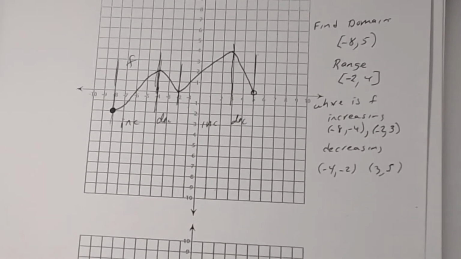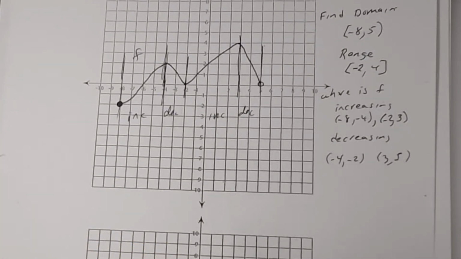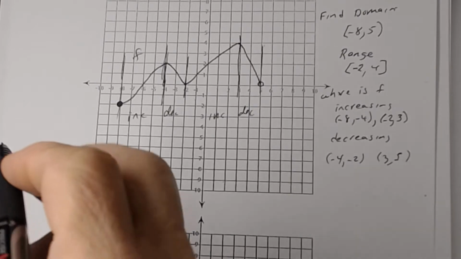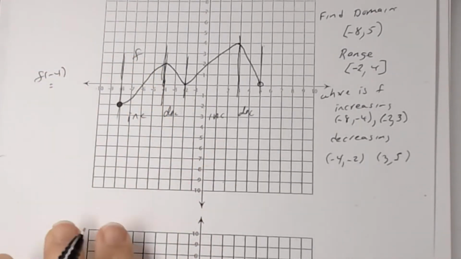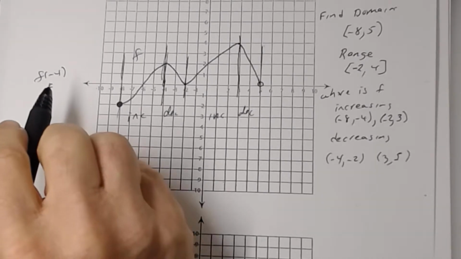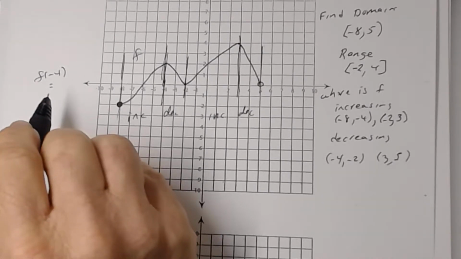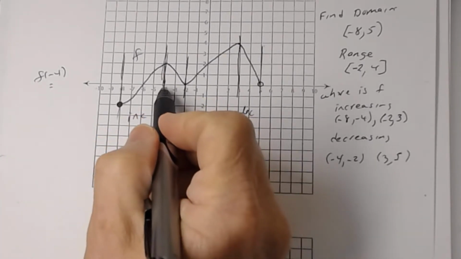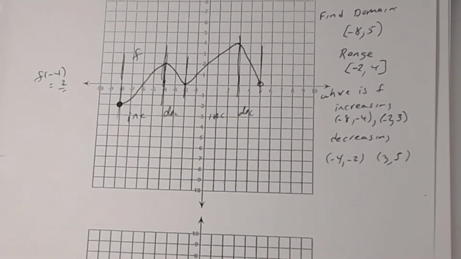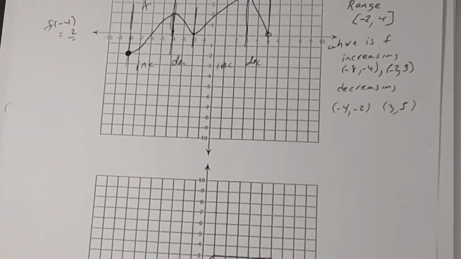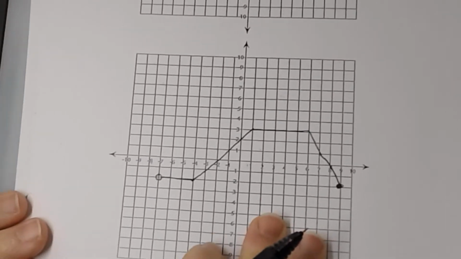Okay? And then if you wanted to find, let's say, f of -4. Let's just do that. What will be f of -4? So remember, what's the y coordinate when x is -4? 2. So you'd say 2.